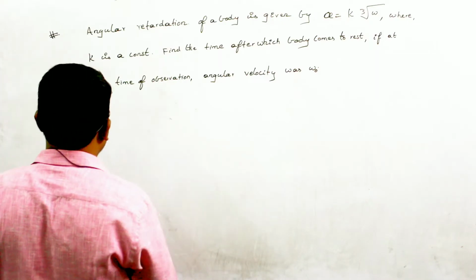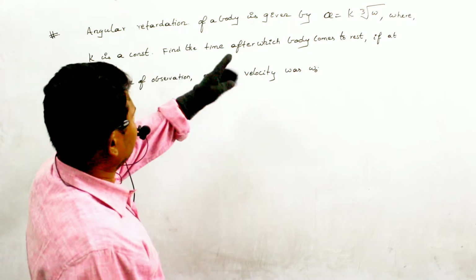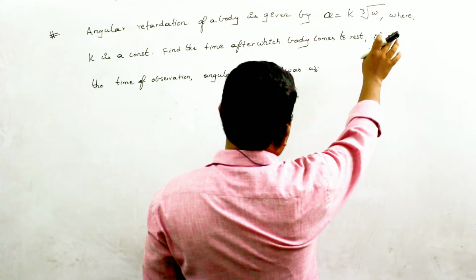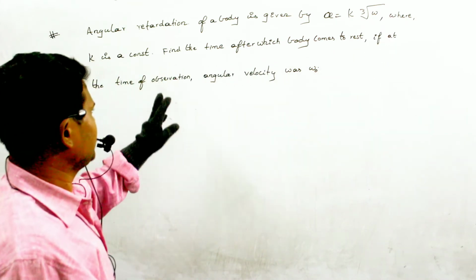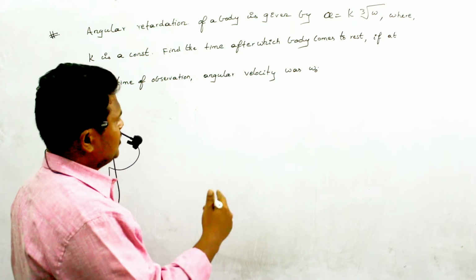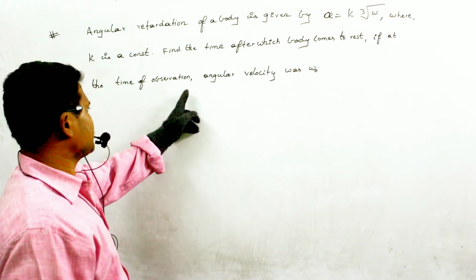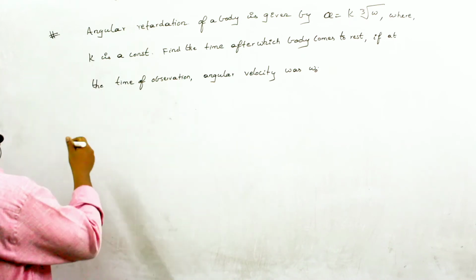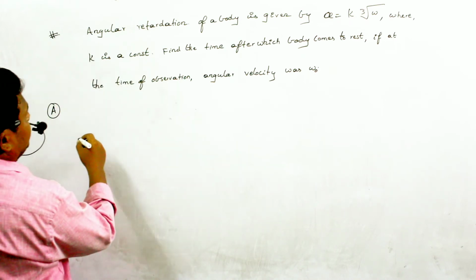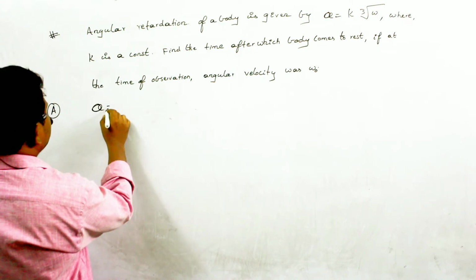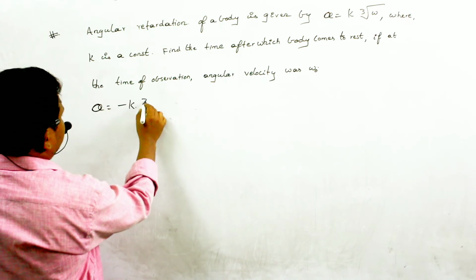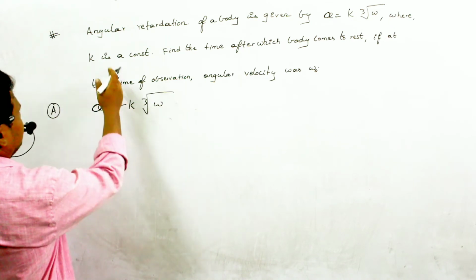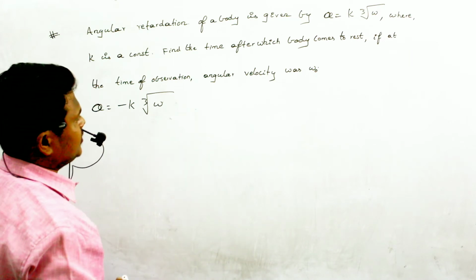Let us see the next question. Angular retardation of a body is given by alpha equals k into cube root of omega, where k is a constant. Find the time after which the body will come to rest if at the time of observation the angular velocity was omega naught. So retardation is given here: alpha equals minus k into cube root of omega. Minus is written because the body is retarding.